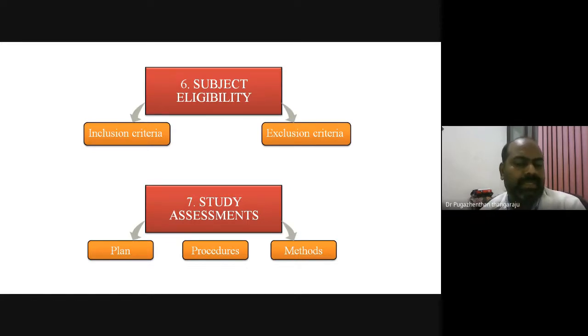Next is the study assessment. We have to be very clear what will be the plan of assessment. For example, there will be pre-screening, then screening, then there will be a day of randomization, and after that they will be given the drug for a certain period, and at which time they are going to look for the outcome or the objective, as per the objective, the period, first year, second, third, like that, subsequently they will be looking. So these are the study assessment plan we have to mention in the clinical trial.